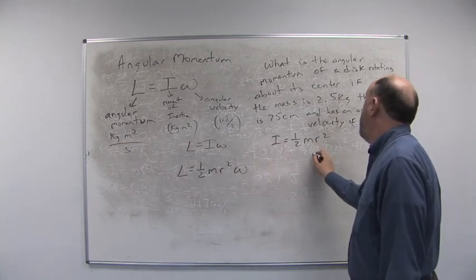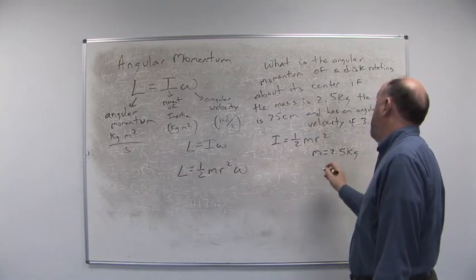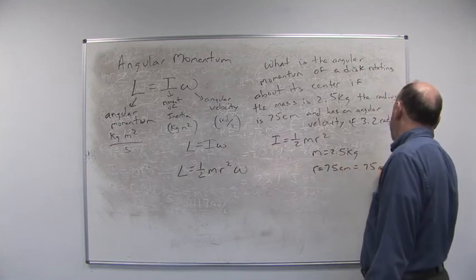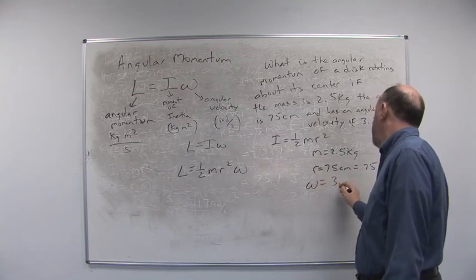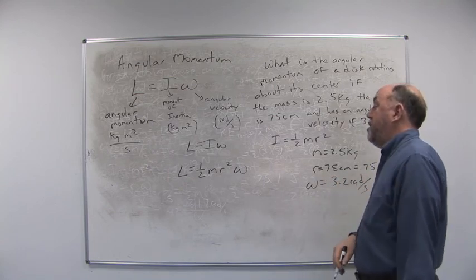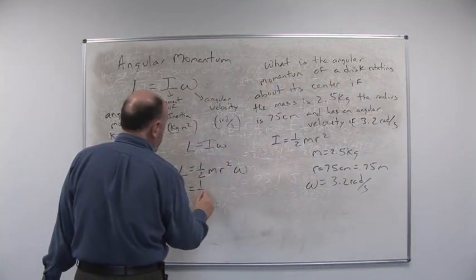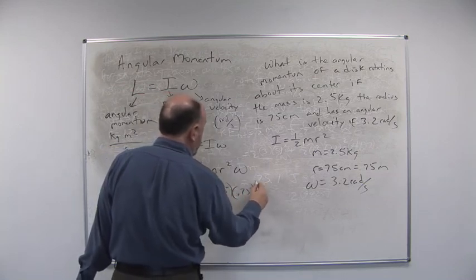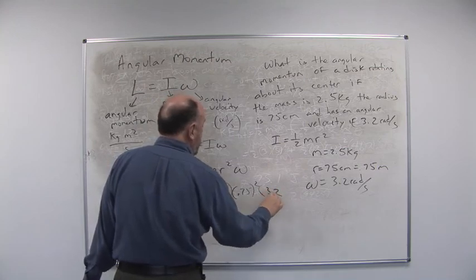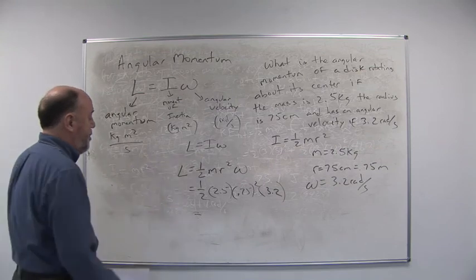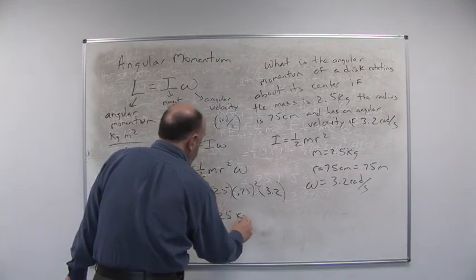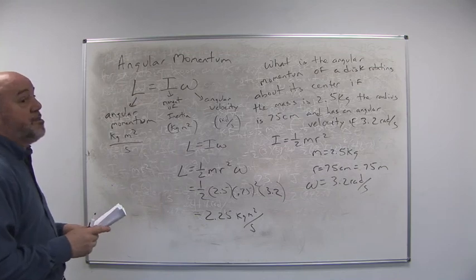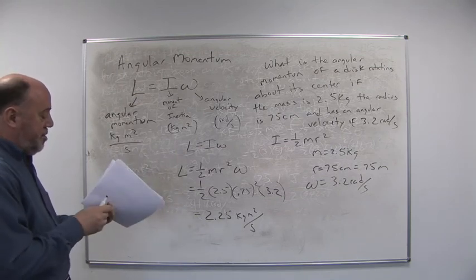So we know the mass is 2.5 kilograms. We know that R is 75 centimeters, but that has to be converted to meters. So 0.75. My angular velocity is in the right units. And so now we can take our numbers and plug them in here. So I get 1/2 times 2.5 times 0.75 squared times 3.2. And we end up at 2.25 kilograms meters squared per second. And that would be the angular momentum of our system. And with that, that will conclude Chapter 8.